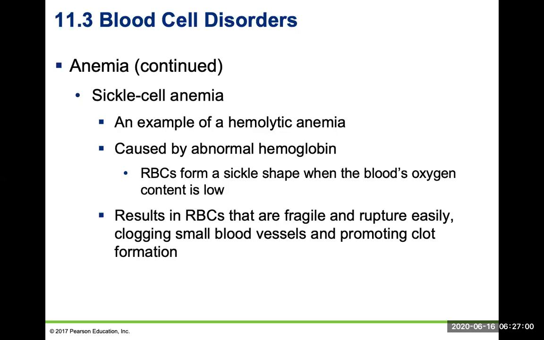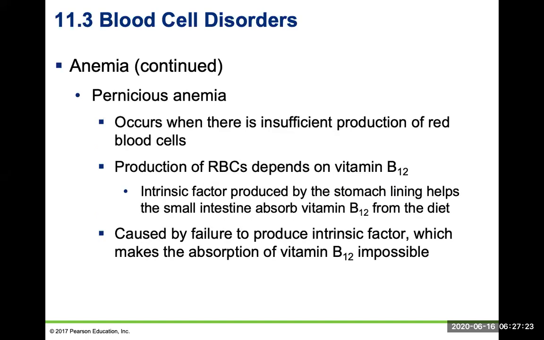It's caused by abnormal hemoglobin, where your red blood cells will form a sickle shape when the blood's oxygen content is low. So your red blood cells will actually form this abnormal shape, which is not good. This will cause your red blood cells to be really fragile and rupture easily, which will promote clotting and also clog the small blood vessels.